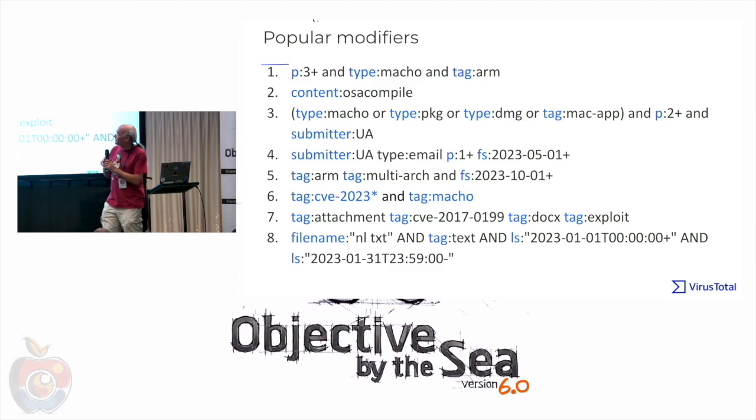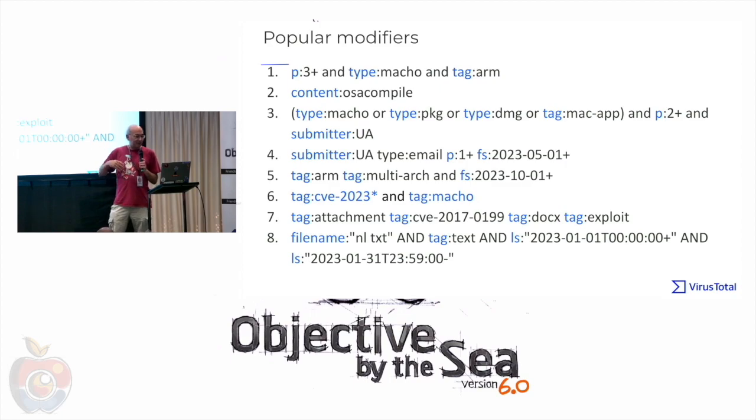Example number 2 is doing string searches within the content of the file. The content modifier searches string content, or you could use binary search patterns as well. You put in hexadecimal numbers, and that will find a raw string within the last year of samples on VT.